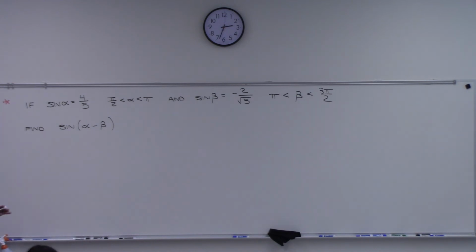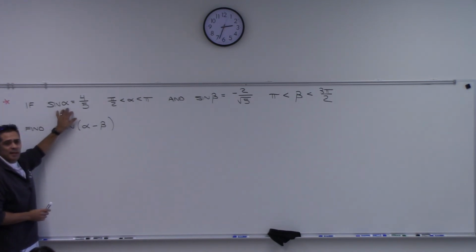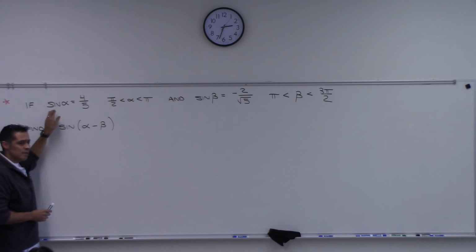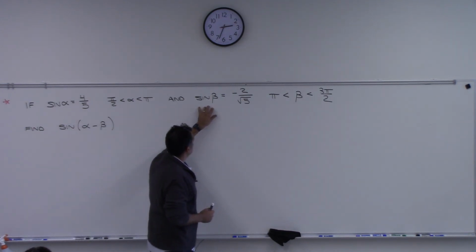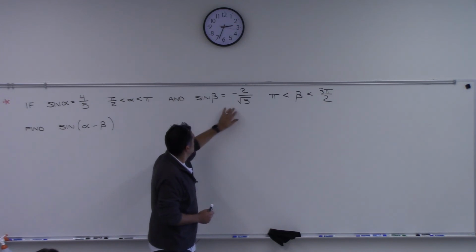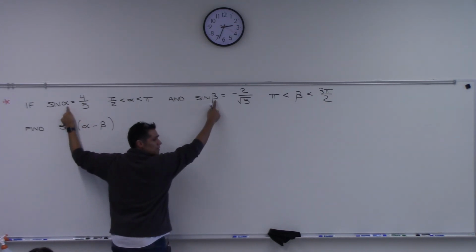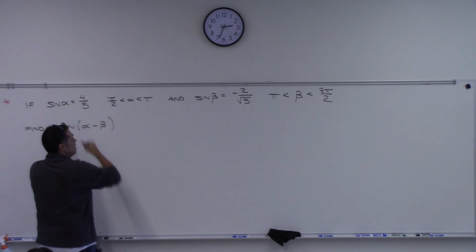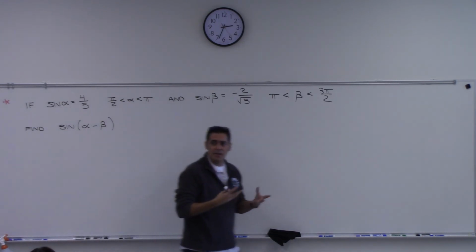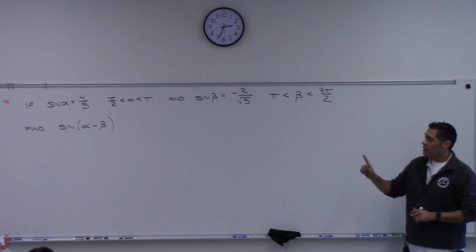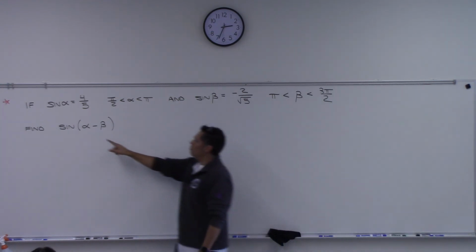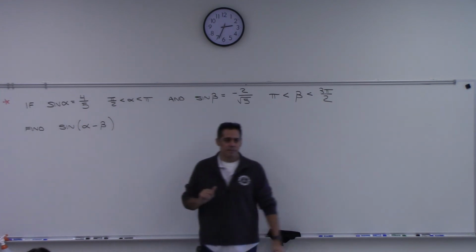All right, I'm giving you some information about sine of alpha. I'm telling you what sine of alpha is. And then I'm telling you some information about beta, sine of beta. These are two different angles, alpha and beta. I'm giving you the value of sine at those two angles, and from that, I want you to tell me what sine of alpha take away beta would be.